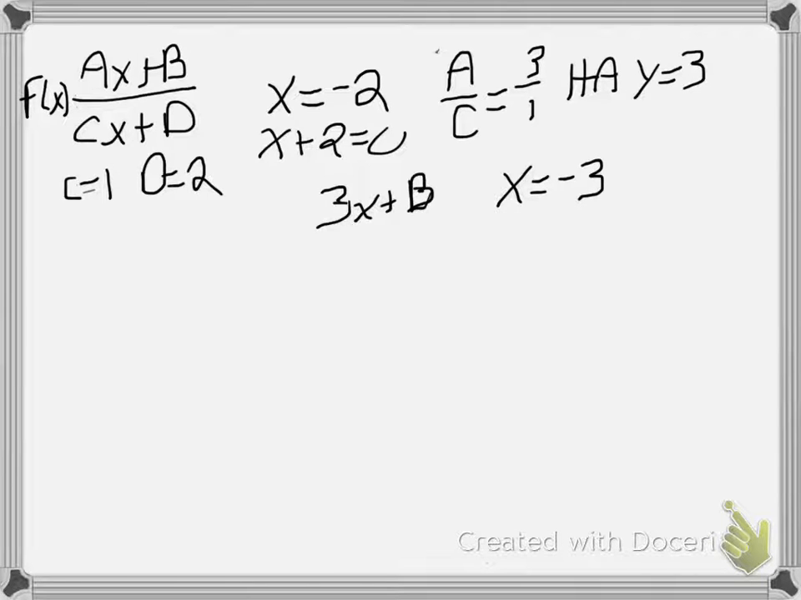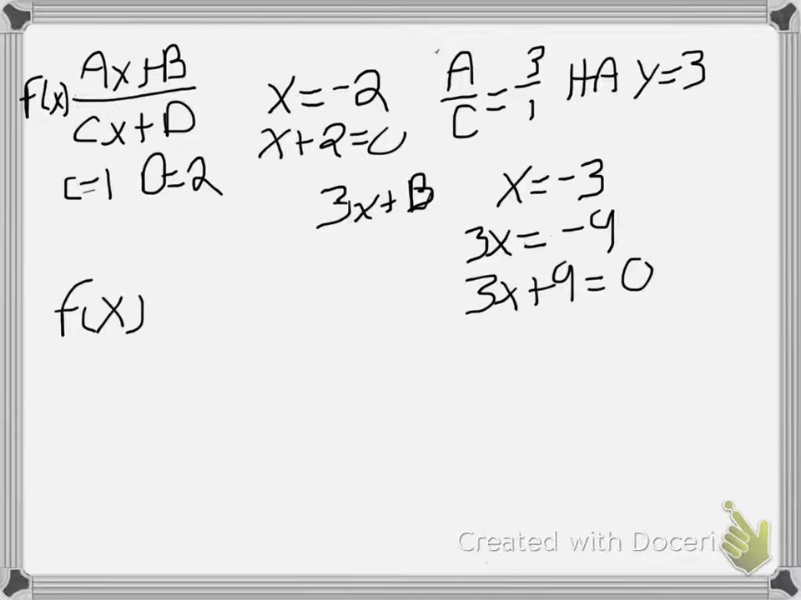But we know that a has to be 3, so let's multiply both of these by 3, so we get 3x equals negative 9. And then we have 3x plus 9 is equal to 0. So now our function is just simply 3x plus 9 over x plus 2. Now let's check ourselves before we wreck ourselves.